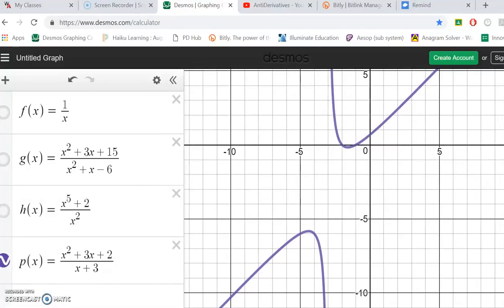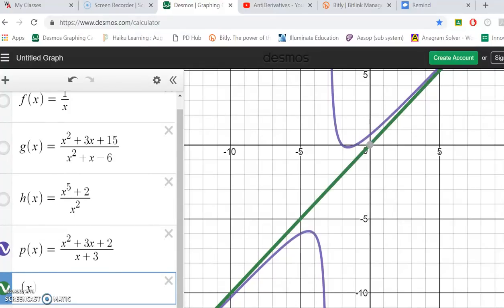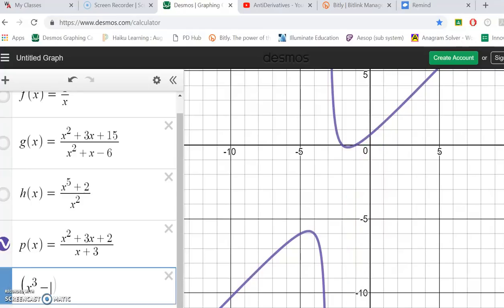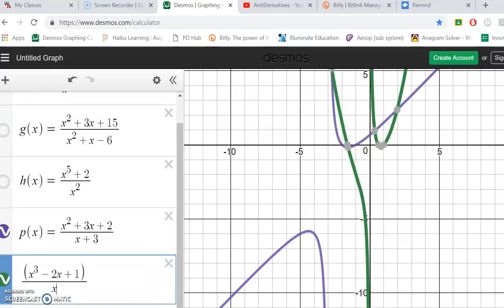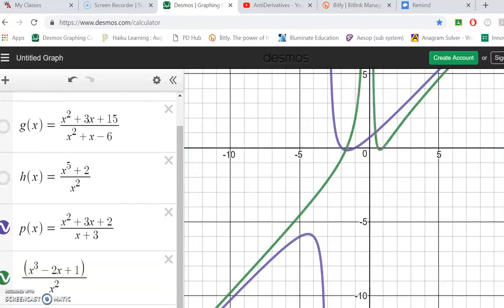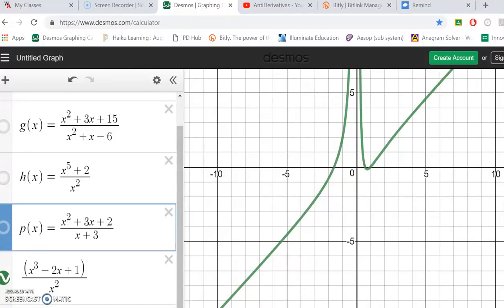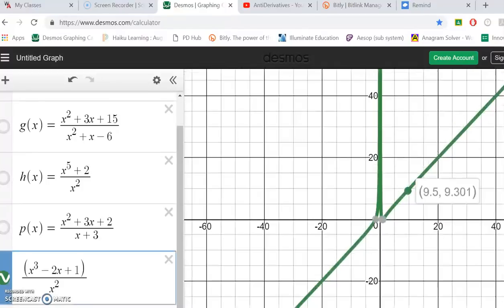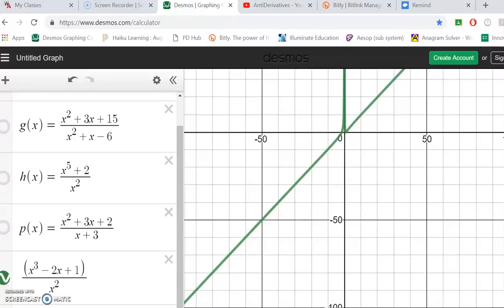So you're going to just do one bigger on the numerator. So I could do my numerator of x to the third minus 2x plus 1 over x, not x, I want x squared, and see what's happening with that one. Let me turn off this p and see what's happening with the other one. And again, if I zoom way, way, way out, you can see a vertical line going up and then a soft slanted line.